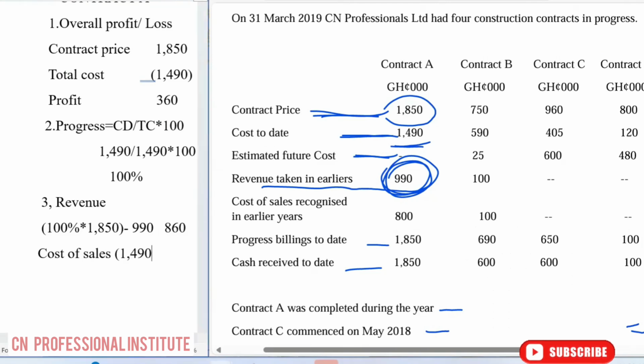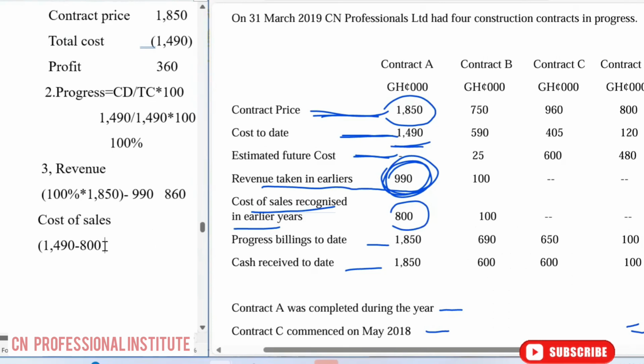1,490. We have to bring it here and we deduct the previous cost of sales recognized here. Cost of sales recognized in earlier years, 800. So you have to take that 800 away. And you know why we are taking the 800 away? If you don't take the 800 away, it means we are recording the whole cost to date in just one year, which is not so.